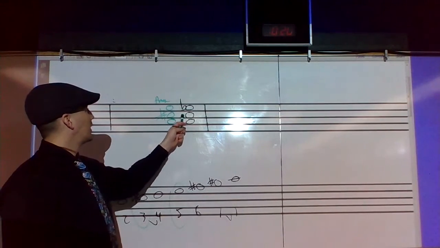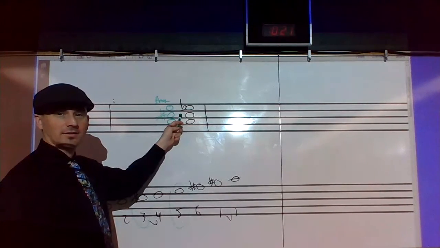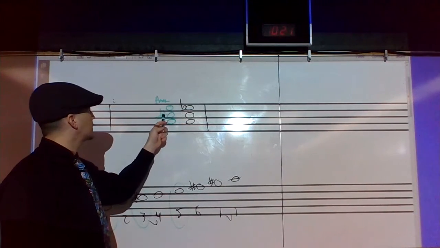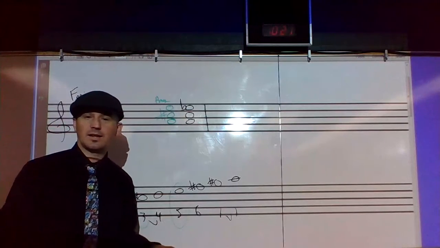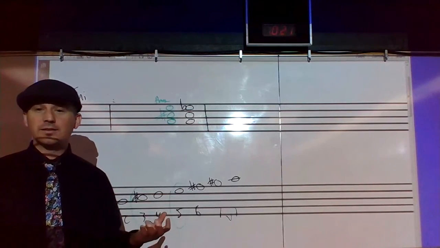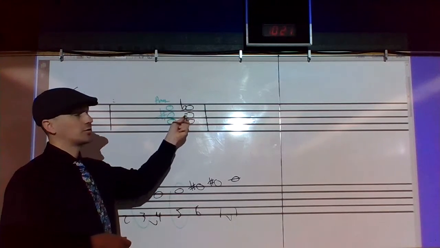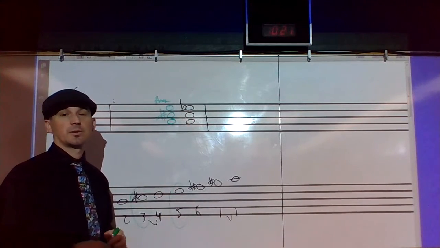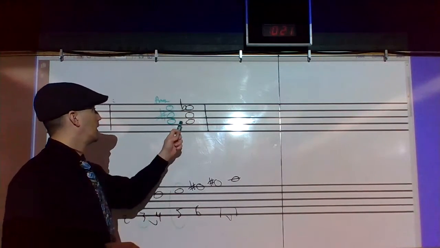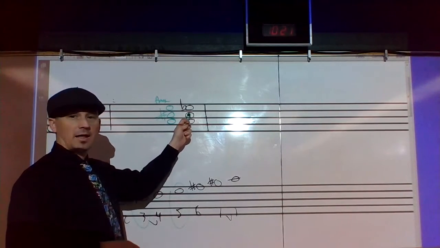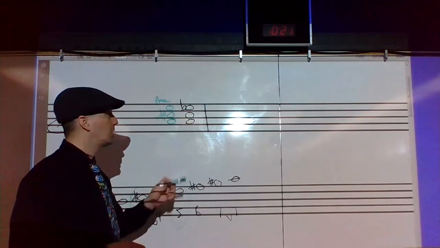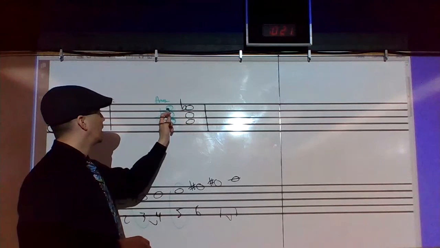Okay. And then I find this C in my answer. But an A major has a C sharp. So what happened to that C? Was it raised or was it lowered? This C sharp is actually a C. It became a C, which means it was lowered a half step. So this is a 1. This is a flat 3, because this third has been lowered.